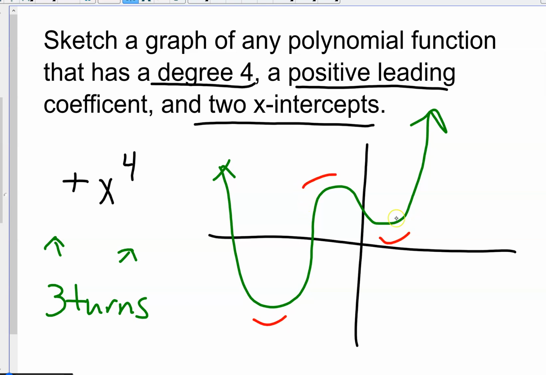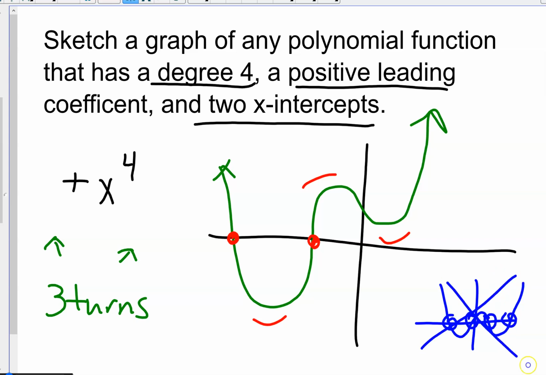1, 2, 3, has this one here. They wanted to have two x-intercepts. So you could not have this because this has 4 x-intercepts. So it could not look like that. So be careful on these graphs here.